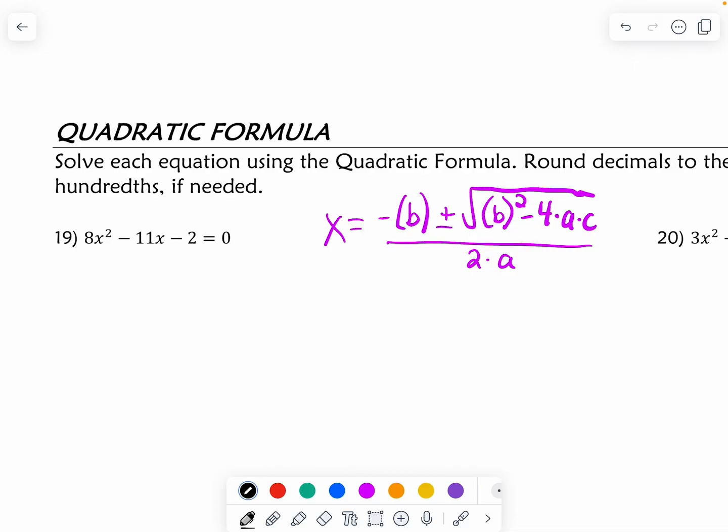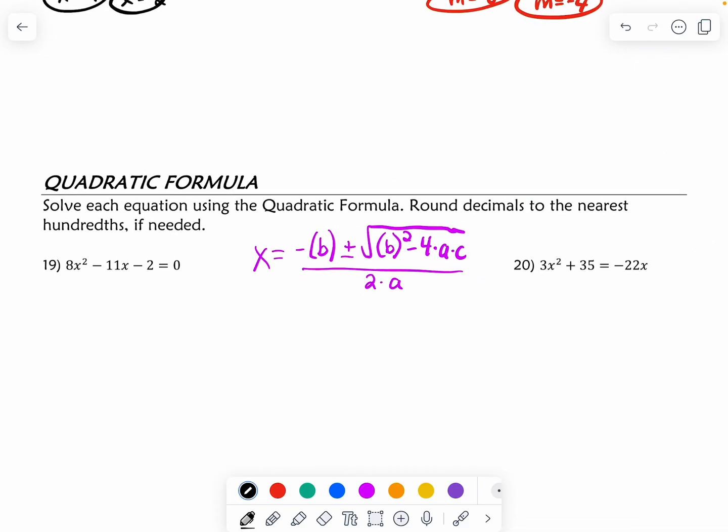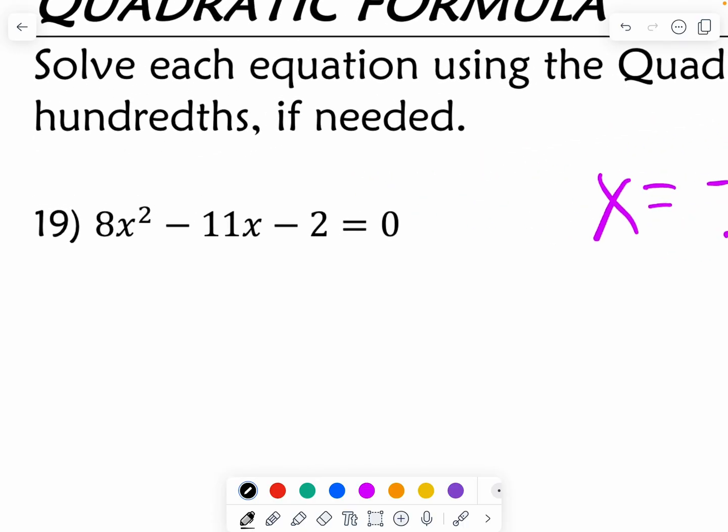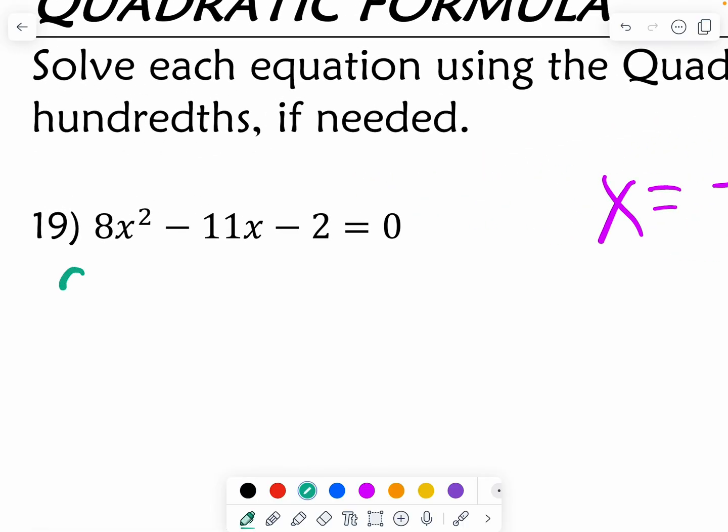You just need to make sure it's equal to 0, and then you need to label what a, b, and c are. So for this first one right here, a is 8, the coefficient in front of x squared. Make sure you don't accidentally bring an x with it. It's just the number in front. B is a -11. Don't forget the negative sign. And c is -2.